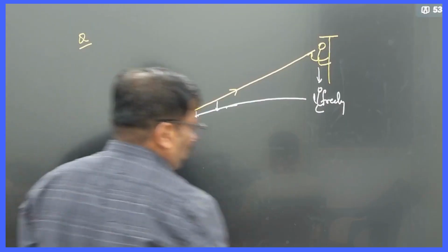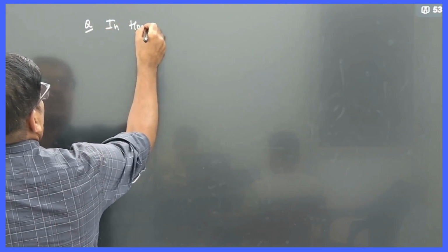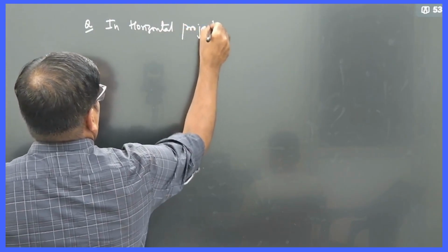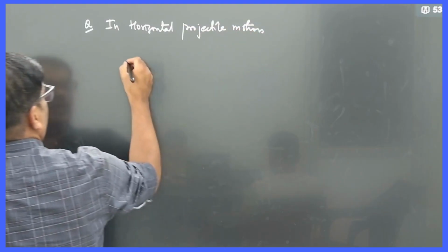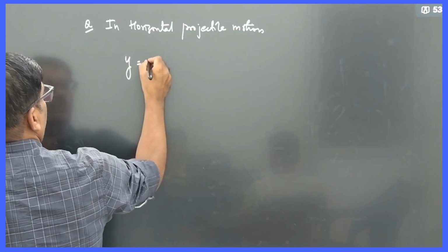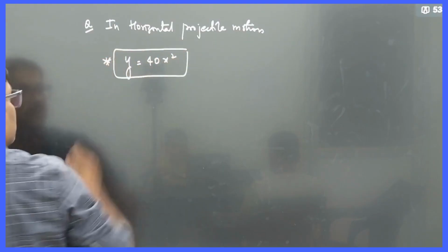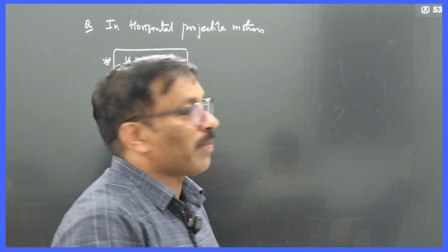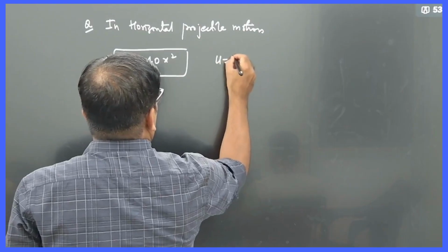Okay, one more final question. In horizontal projectile motion, the path of the particle is given as y = 40x². What is this equation? The equation is given as y = 40x². This is the path followed by the particle. We want to calculate the initial velocity.